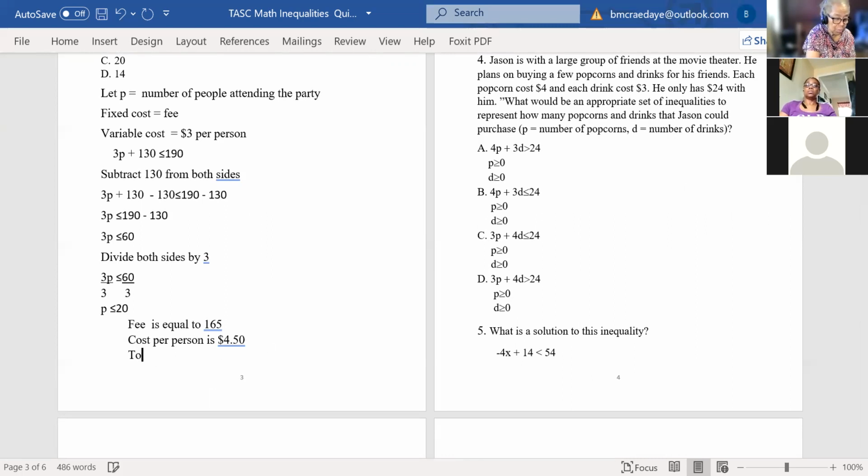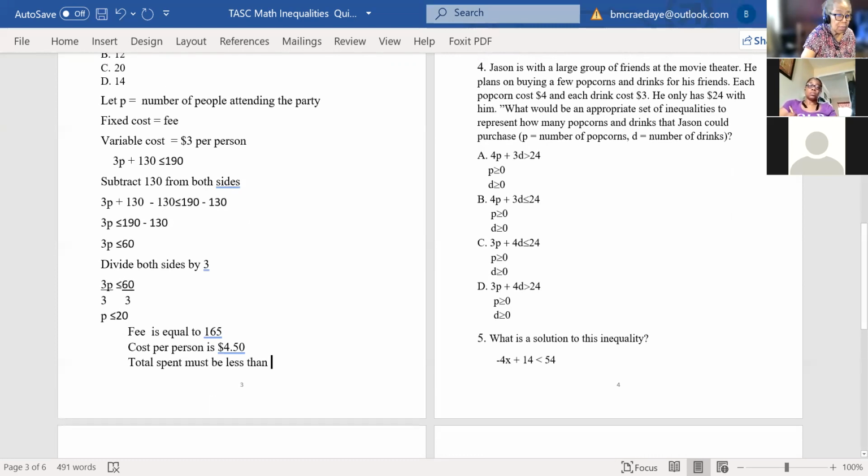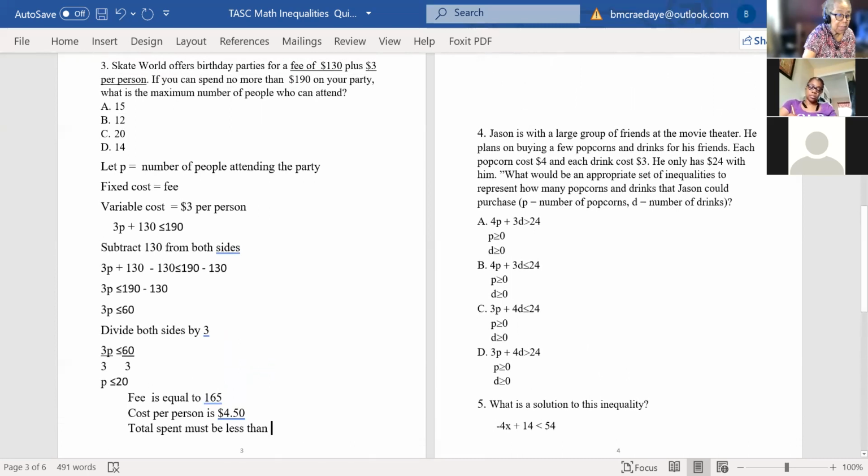Total spent must be less than 280. Okay. Now, what's the maximum number of people who can attend?